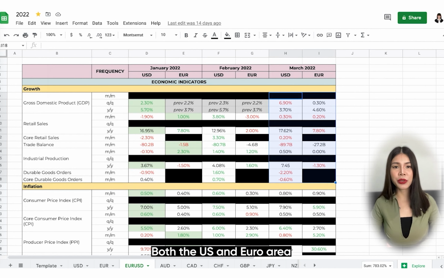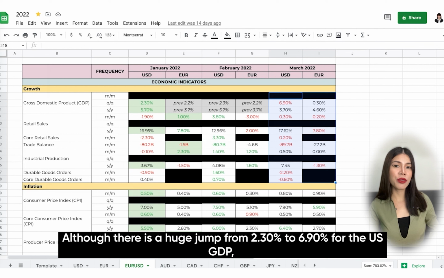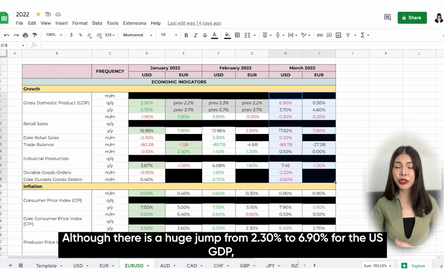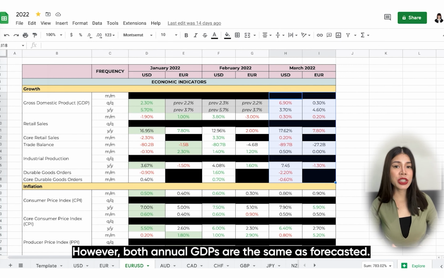Both the US and Euro area saw an improvement in their GDP data. Although there is a huge jump from 2.3% to 6.9% for the US GDP, this number is slightly lower than the 7.1% forecast and the 7.2% preliminary GDP collected last month. However, both annual GDPs are the same as forecasted.